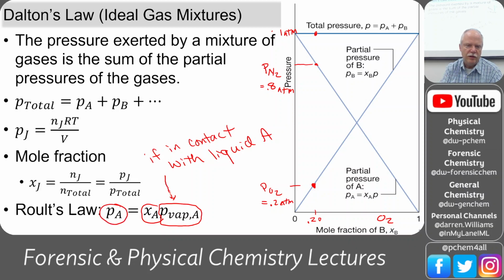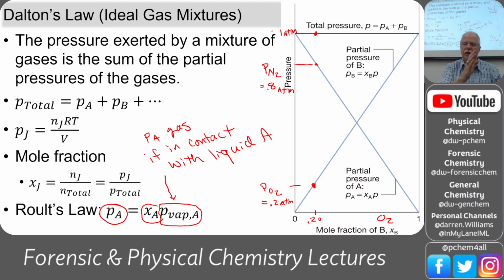So this part here, this vapor pressure is the pressure of A gas if in contact with liquid A. So that would be like a pure substance. You've got A in a container and the liquid's at equilibrium with the gas. That would be the maximum vapor pressure of that liquid.